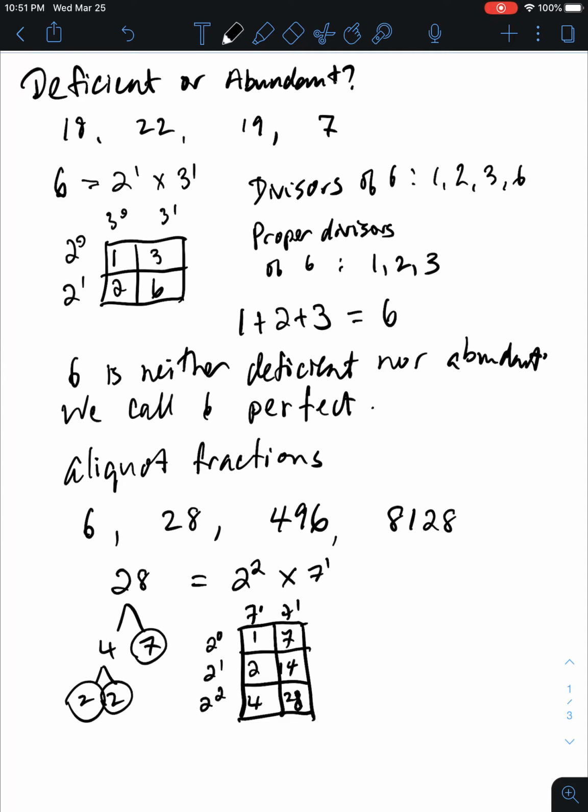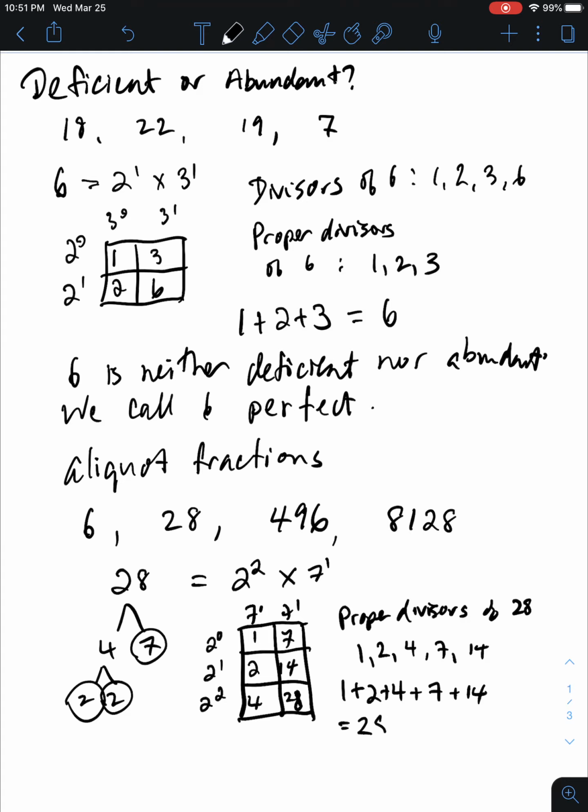Okay, so proper divisors of 28 are 1, 2, 4, 7, and 14. Let's add those up. 1 plus 2 plus 4 plus 7 plus 14 is equal to, lo and behold, 28. So 28 has that rare property of being a perfect number.